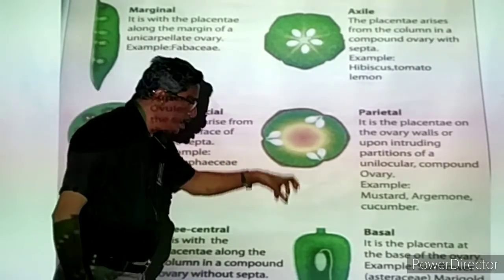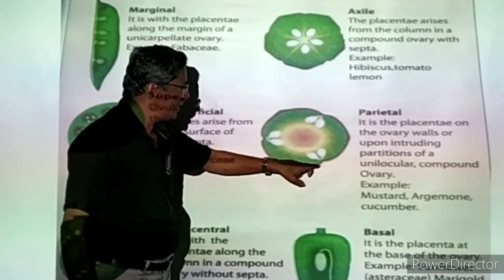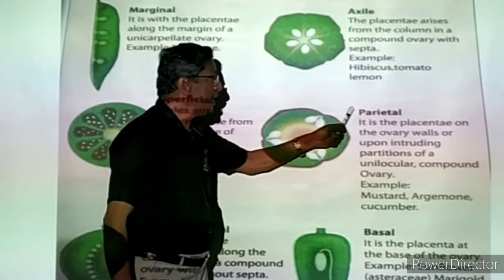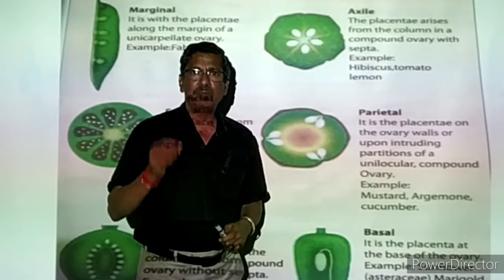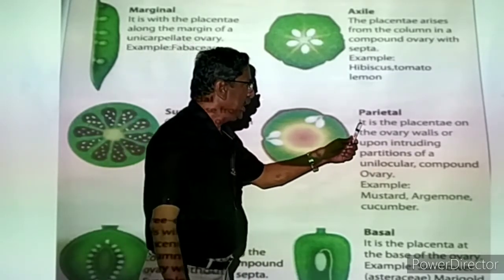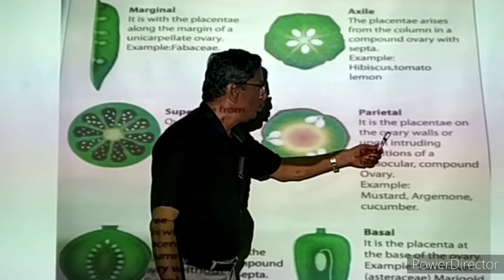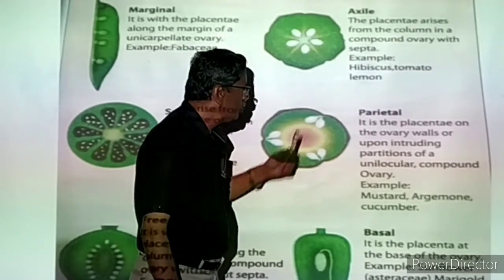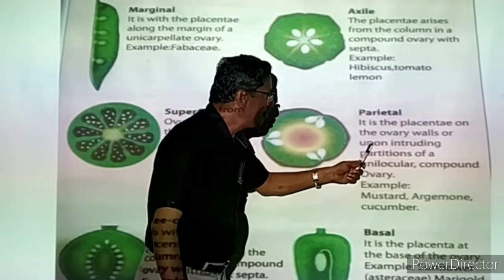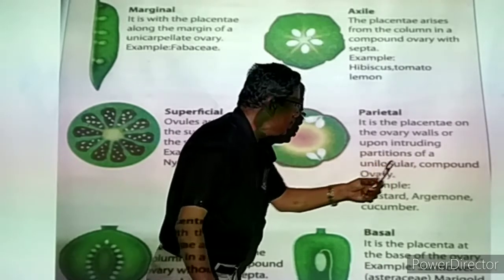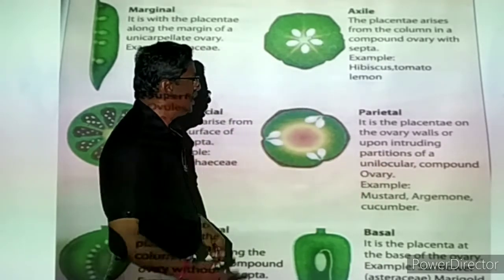But they may be present in rows. But in the cross section you can find three pairs. That is the parietal. Parietal means arranged in pair. It is the placentae on the ovary wall, or intruding into the portion where there are partitions.